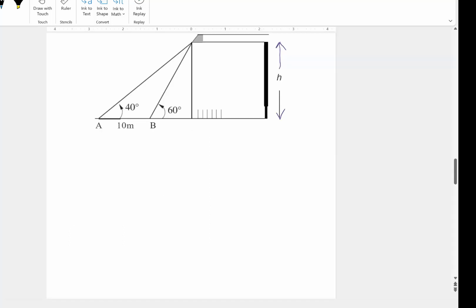Yeah, let's do this one. What can we do? Any ideas? We want to find h. We know that's 10. That's all we know. Yeah, I wasn't sure. Anybody have any ideas?